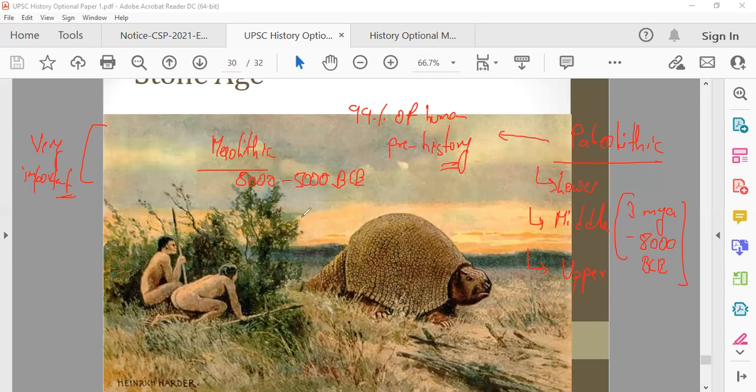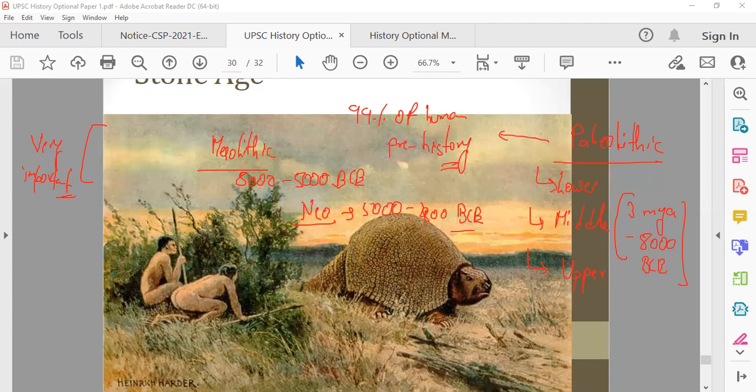Then Neolithic period, 5,000 to 2,800 BC. Don't worry about the dates. Avoid writing dates in the paper because there is too much confusion. Even historians don't know the convergence point. They keep debating among themselves. I will tell you what to write, and we'll understand it when we discuss the questions also.